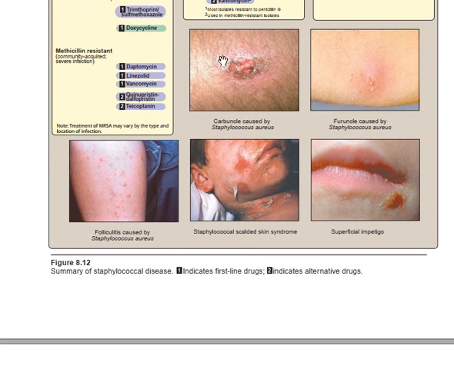Now we need to know these different diagrams of infections. This is a carbuncle that is caused by Staphylococcus aureus. This is how it resembles. It is going to be localized here. We have a furuncle caused by Staphylococcus aureus. The next is folliculitis, infection of the hair follicles caused by Staphylococcus aureus. You have the scalded skin syndrome caused by Staphylococcus, and therefore you have superficial impetigo.